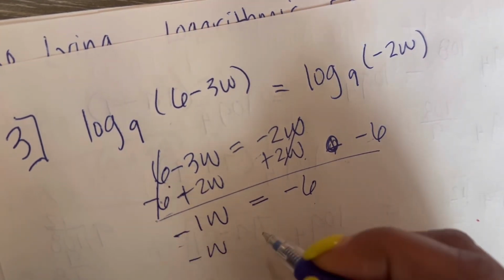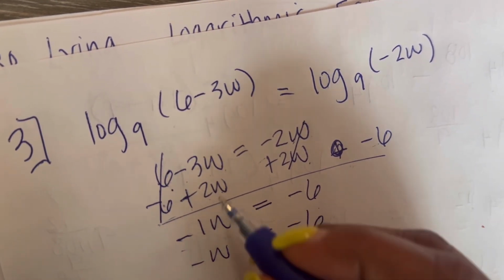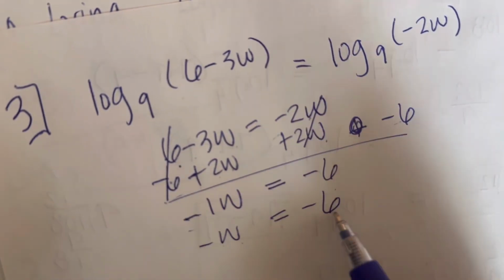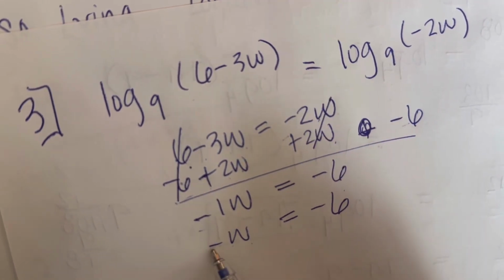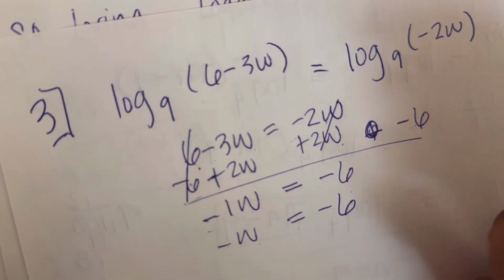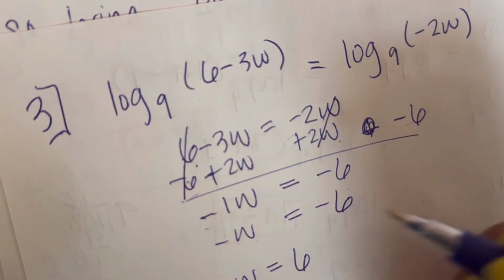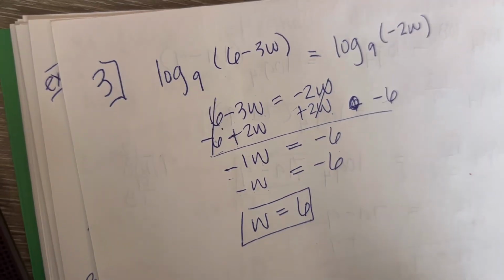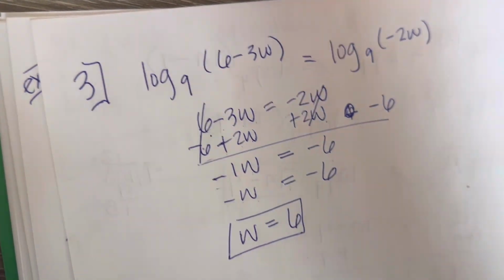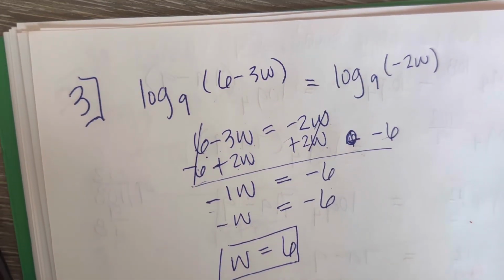Or you can do this as well. Negative 3w add 2w is negative w. So it's the same thing, and you're swapping these signs because we're looking for a positive w. So w equals 6. Now, that's not your final answer. Make sure you're checking your solutions, because you'll find out that there is no solution for this one, actually.